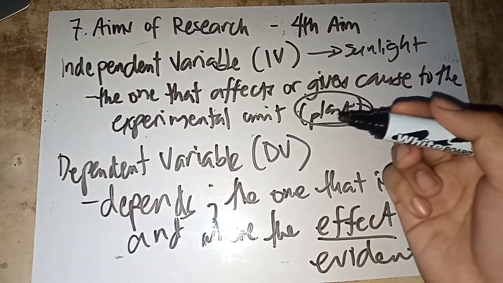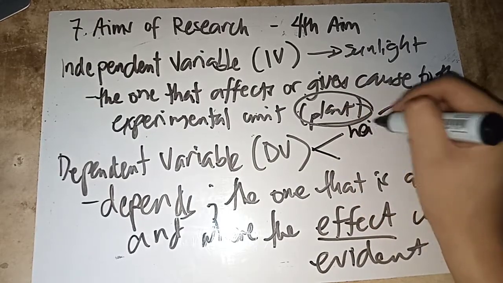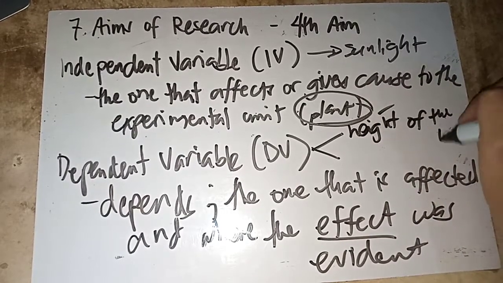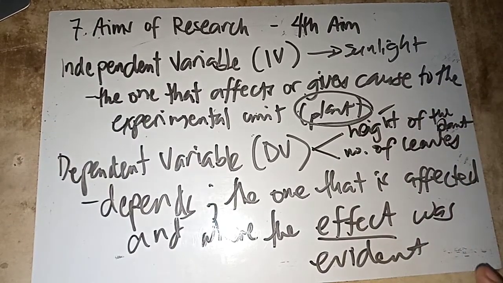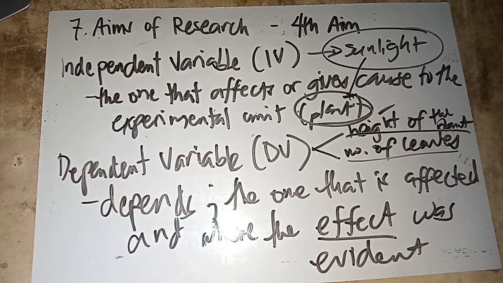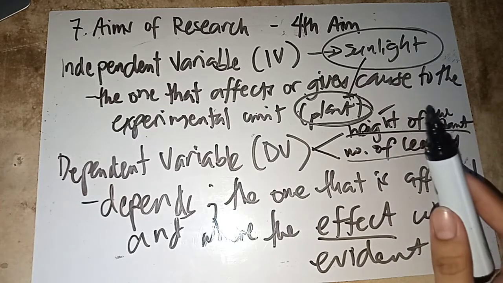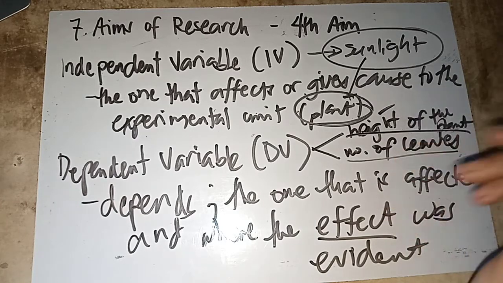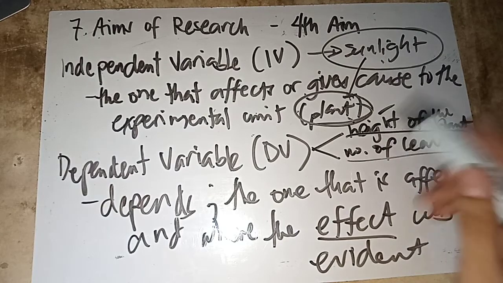Now, what would be our dependent variable? The dependent variables are the height of the plant and then the number of leaves. So meaning to say, the height of the plant and the number of leaves of the plant was dependent on the amount of sunlight the plant receives. So that is the main concept of our situation. The height and the number of leaves of the plant greatly depends on the amount of sunlight it absorbs.